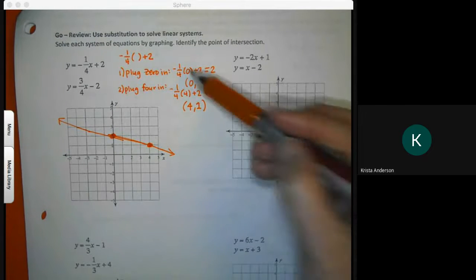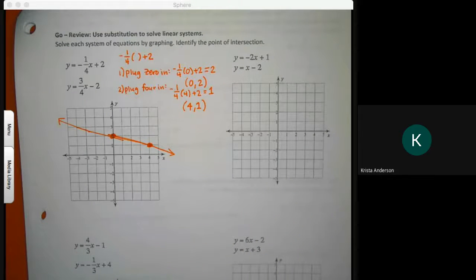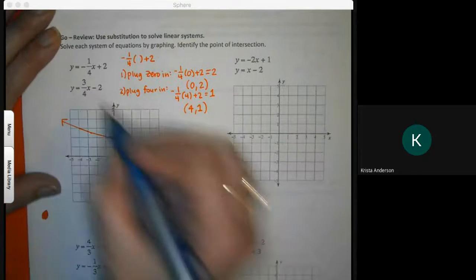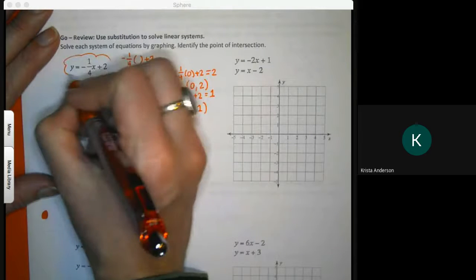And you don't have to show all this work. All that work you just do in your head or on your calculator. You don't have to do that for your homework. So this was the orange one.